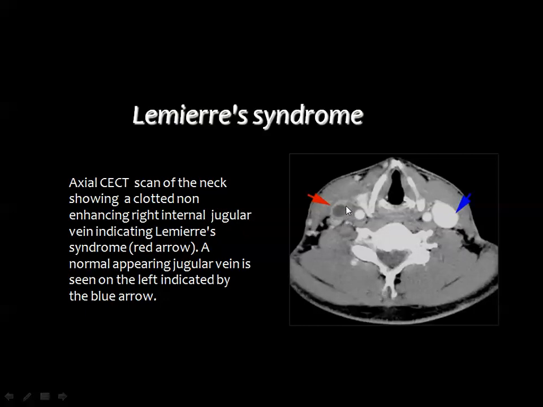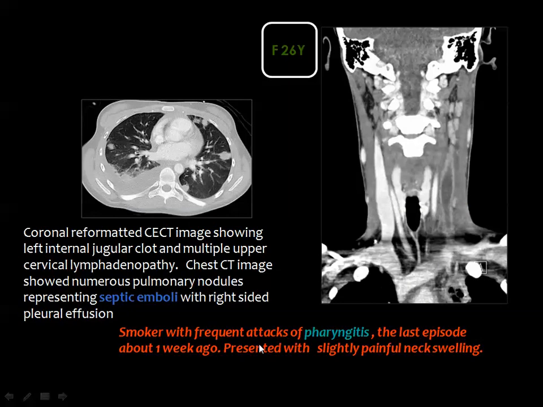And you see the vein is totally hypodense, then the wall is enhancing, and this is the carotid artery, of course. And this is an example of a female patient, 26 years old. She had frequent attacks of pharyngitis and presented with a painful swelling in the neck.